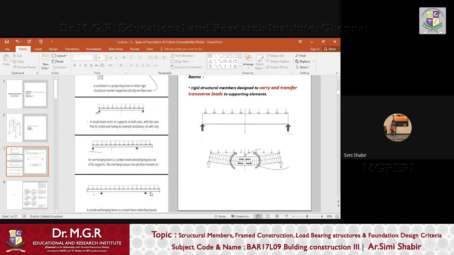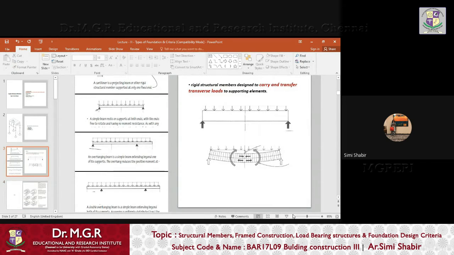Okay, and then we have the double overhang beam, which is like if you extend beyond both the supports on either side of the support. So that is what we have over here. That is the double overhang beam. Okay.